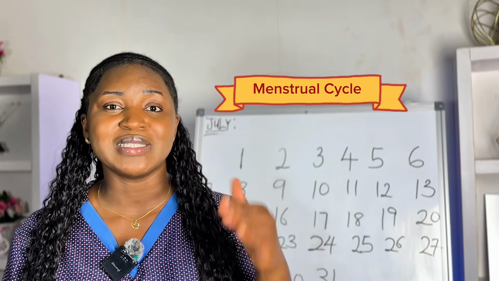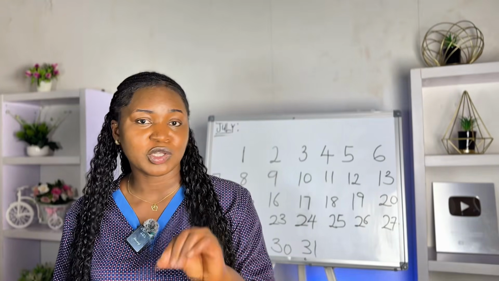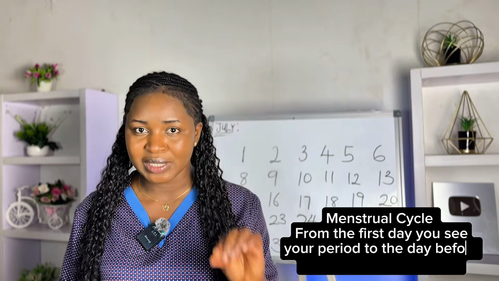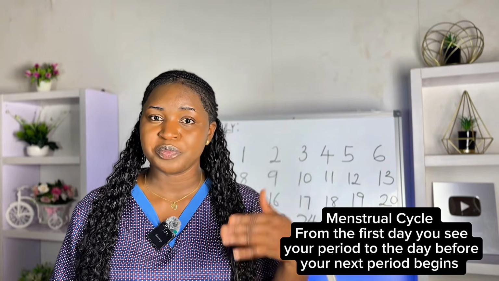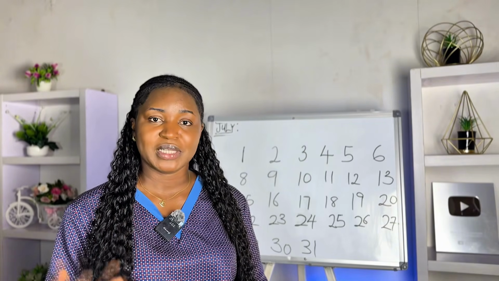Your menstrual cycle is the number of days from the first day you see your period, not the first day you saw brown spotting or brown discharge, but the first day you see real bleeding, to the day before your next period begins. That is your menstrual cycle. Let me just show you on the board so you understand what I'm saying better.